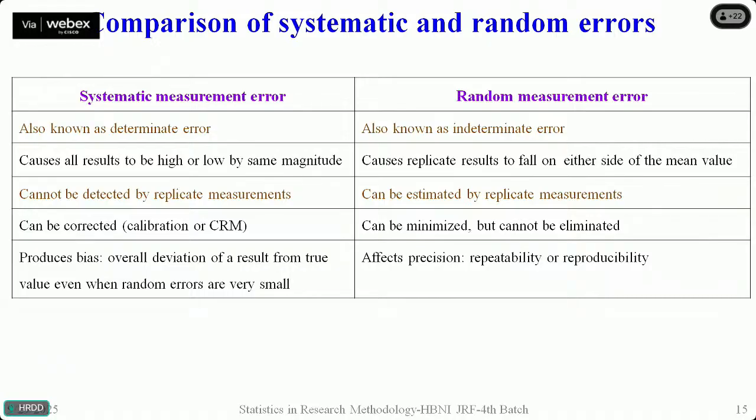Once you understand it is truly systematic, how will you be able to understand? It will have a particular magnitude, a particular direction in a set of data. It cannot be understood by repeated measurements, but if you do the calibration, you will be able to know. And this bias which is generated due to systematic error can be completely corrected either by changing the experimentalist, the instrument, or the procedure.